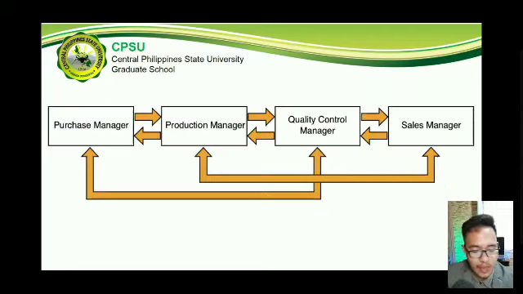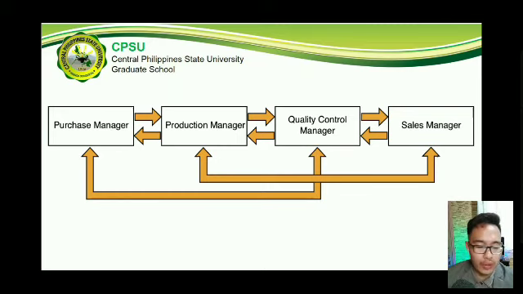So here is the diagram actually. This is an example of horizontal communication flow, wherein the purchase manager can communicate with the production manager and then go to the quality control manager and then to the sales manager. Or the sales manager can communicate with the quality control manager, or the quality control manager can communicate with the production manager, and so on, as long as they are of the same level, which is the managerial level.